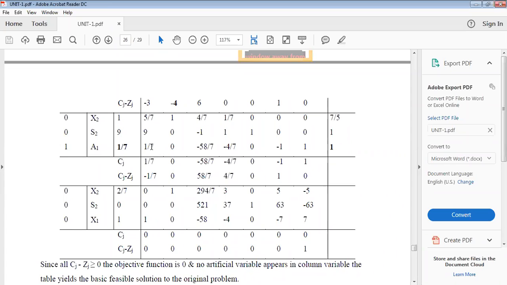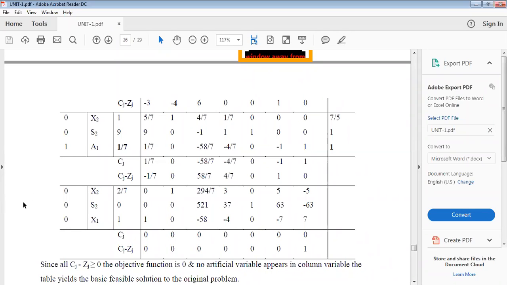So this is 1, meaning multiply by 7, 7 into 1 by 7 is 1. 7 into 0, and 7 into 58 by 7 is only minus 58, 7 into all these things. Like that, you are getting the third row: minus 4, 0, minus 7, 7 into minus 1 is minus 7, 7 into 1 is plus 7. So like this, he has come to the new row 3, and you have to go for new row 1 and new row 2.